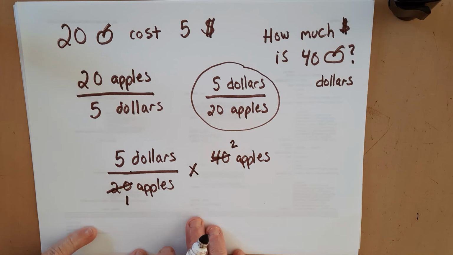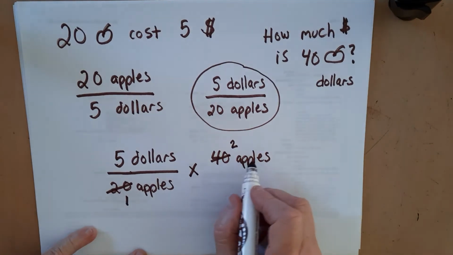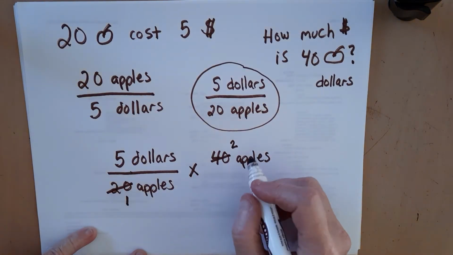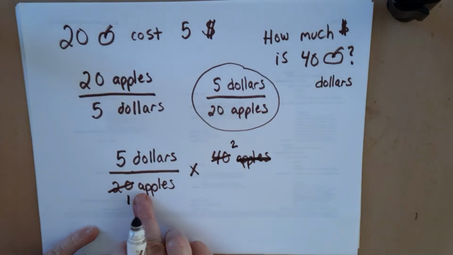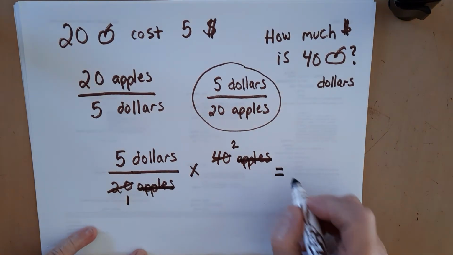The other thing is, not only do numbers cancel off, but we can also cancel out units. So this was 40 apples. Apples are in the numerator, so we can cross off this apple, and we can cross off this apple in the bottom. And now we can figure out our problem.